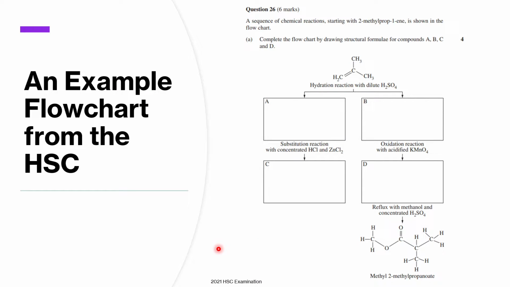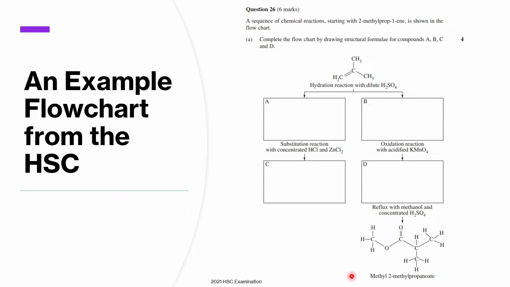So this is a question that was shown in the 2021 HSC exam. Essentially, what we need to be doing is completing the flowchart which has been given to us. We have been shown our initial reactant, our starting organic chemical. We've also been told what one of the end reactions will end up producing as well.